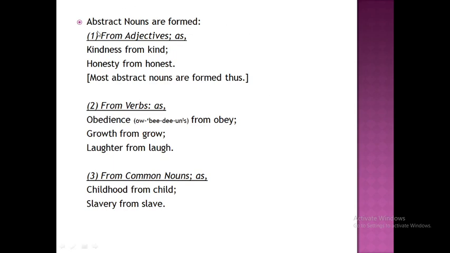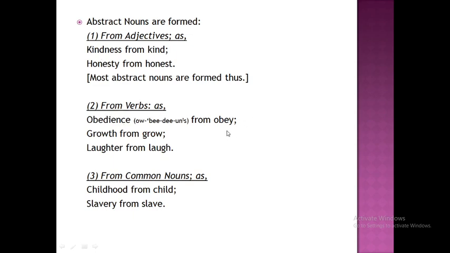On this slide, abstract nouns are formed with what? So with the help of few adjectives, we can make the abstract noun. With the help of few verbs, we can make the nouns, and with the help of few nouns, we can make the abstract nouns. Like kindness, from kind. Kind is an adjective. Honest is an adjective, and the thing which comes with honest, that is honesty. The thing which comes with kind, that is kindness. So with the help of adjectives, we frame abstract noun.